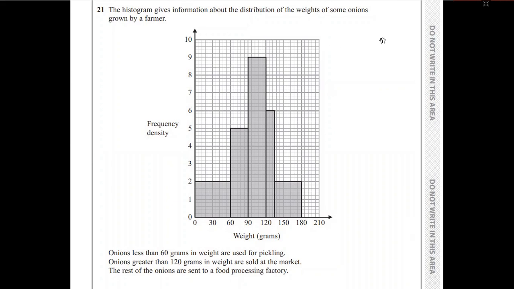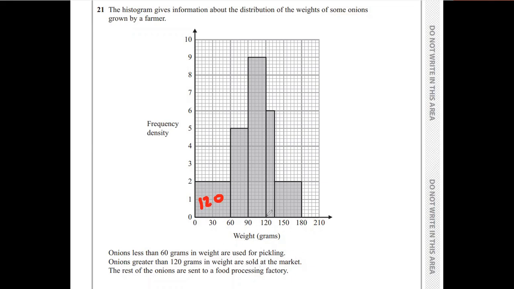Right, so let's work out how many onions less than 60 grams in weight. How many onions are there? So 60 times 2 will be 120. 120 onions are used for pickling. Okay, and then it says onions greater than 120 grams, so greater than 120, they're sold at market.